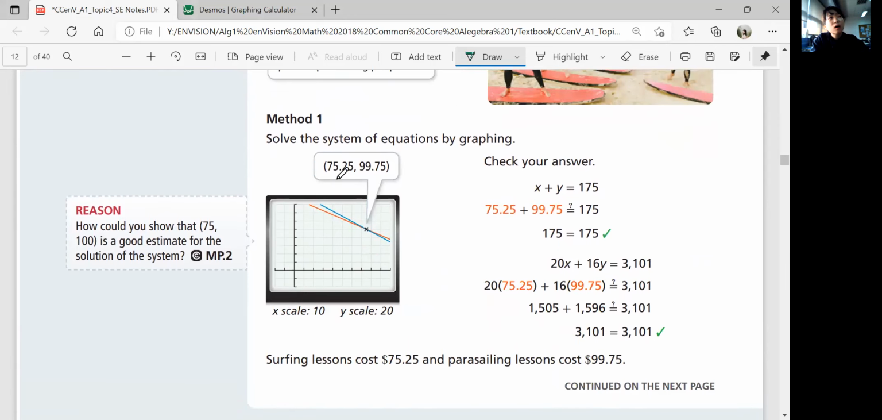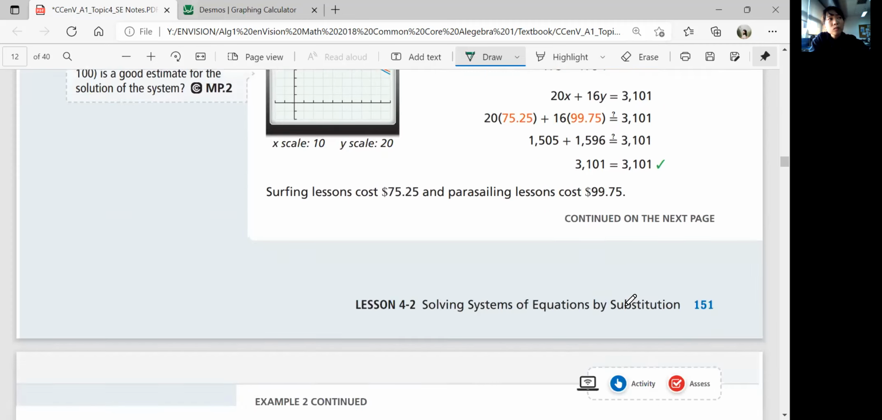Okay, so x represents the surfing, right? So surfing lessons cost $75.25. Parasailing lessons cost $99.75. So this happens to be an exact solution where the decimals were not rounded. So they're exact solutions and they're valid.